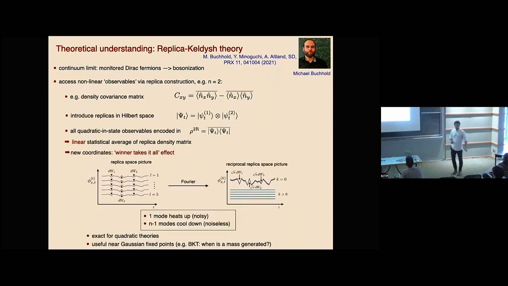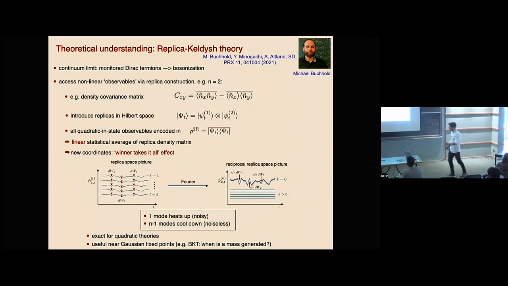Okay, the main insight, or the main fun that we had with this problem, is to realize that we can identify new coordinates which go via a kind of winner-takes-it-all effect. This picture is depicted here. Imagine we have five replicas. Because it's really replicated, including the stochastic element, all of them see the exact same noise fluctuating, and that motivates a Fourier transform to decouple the noise. Then one sees that there's one mode that really gets all the noise, while all the other modes become noiseless. So one mode will heat up to infinity, while n-1 modes cool down. This statement is exact for quadratic theories, and very useful near Gaussian fixed points.